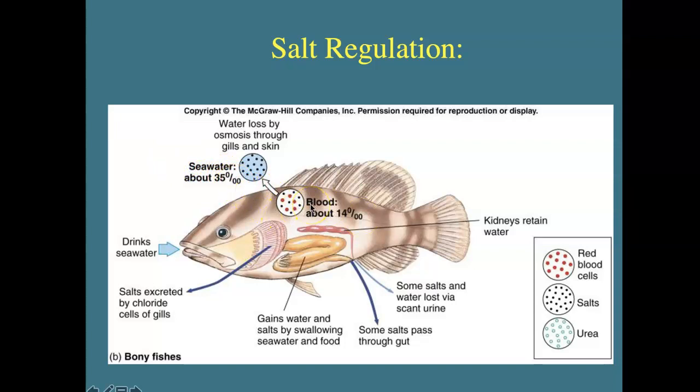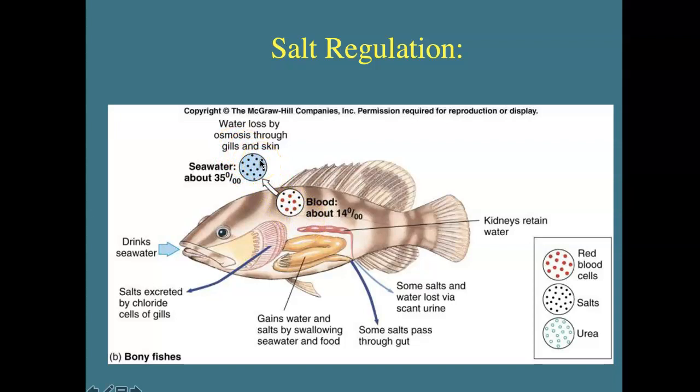So what's going to happen here is, again, remember that wherever salt's in a higher concentration, water's in a lower concentration. They're the opposite. Wherever salt's in a lower concentration, water's in a higher concentration. So water's going to move down its concentration gradient. So bony fish are continually losing water due to osmosis, okay? So this is water lost by osmosis through their gills and through their skin directly.